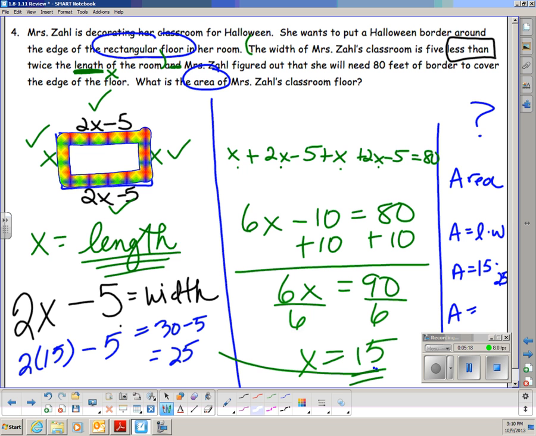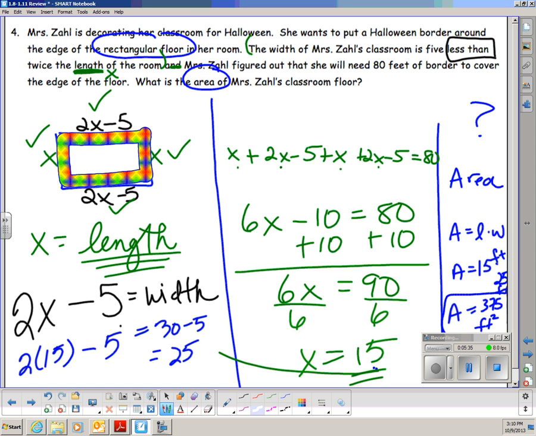And now my area, I'll multiply. 15 times 25 is 375. And 15 is being measured in feet. 25 is being measured in feet. When we multiply feet times feet, we get square feet, or feet squared.